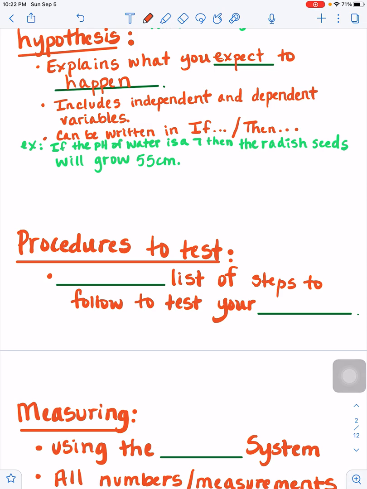In order to test, though, you must have procedures. The procedures are all your steps that you have written out. So it'll also be a numbered list, to be specific. It's a numbered list of steps to follow to test your hypothesis.